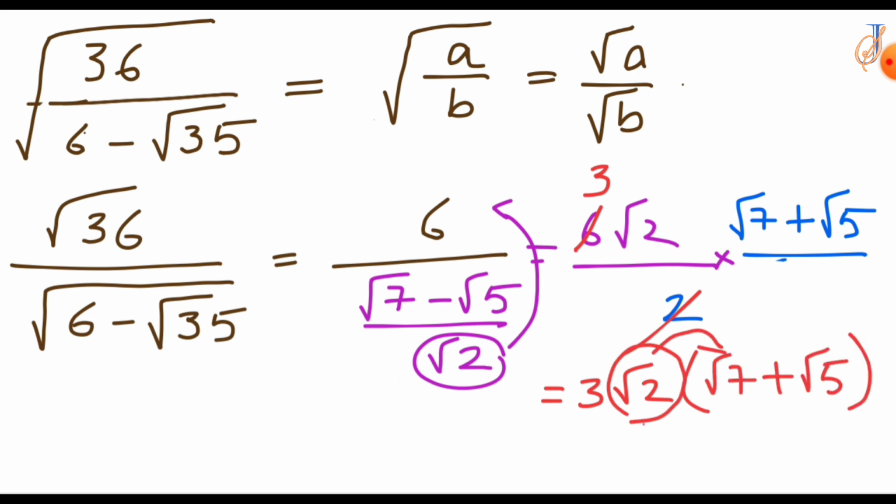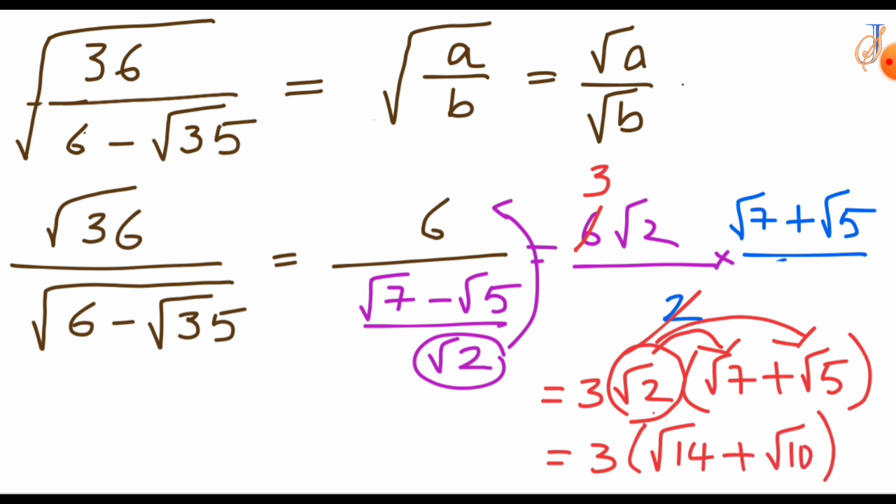After expanding the brackets, you will be left with 3 times root 2 times root 7, which gives root 14, plus root 2 times root 5, which gives root 10. So this is the value of this expression.